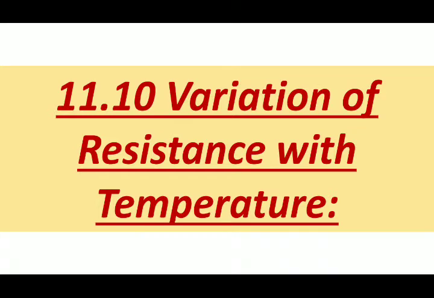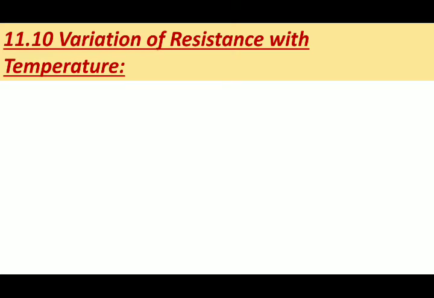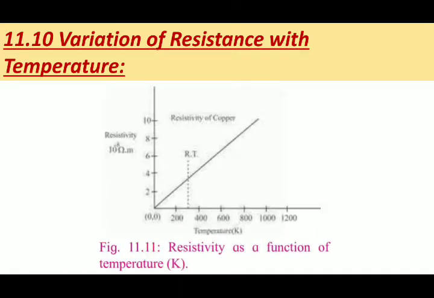That means if the temperature of the material is high, the resistivity of the material will also be high, and if the temperature of the material is low, the resistivity will be low. As you can see in this graph, which is the graph of temperature versus resistivity, on the x-axis we have temperature in kelvins, and on the y-axis we have resistivity in ohm meters.